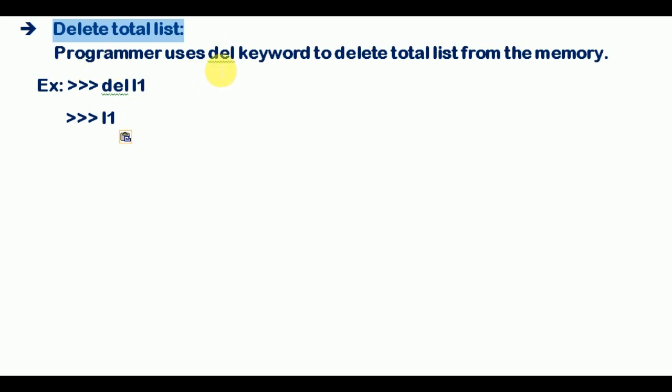Now next one is delete total list. So programmer uses del keyword to delete total list from the memory. Means structure of the list also be deleted. Here we use del and list name, that is L1. When we display or print the value of L1, then that would be blank and empty without any structure of the list.